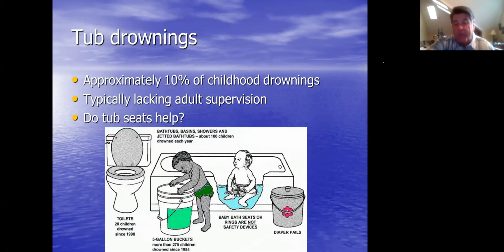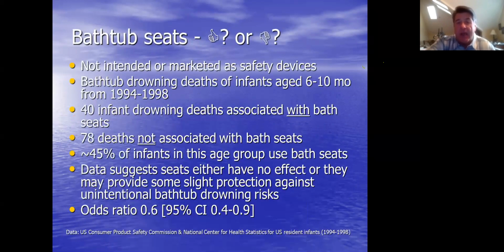Did tub seats help? That's a question, and in general, they don't. People have a false sense of security with tub seats, and they tend to walk away from their kids because their kids are sitting there fine, upright one moment, and they come back just a minute later, and the child is drowned. So bathtub seats are not intended or marketed as safety devices. Now, that's not to say that they're not safe. I've had 3 children, and I had a tub seat that I used with all 3 children. However, either myself or my wife was in the room at all times, in the bathroom at all times, while the children were in the rings.